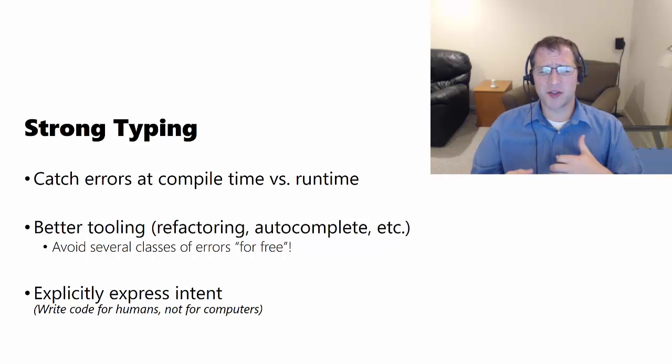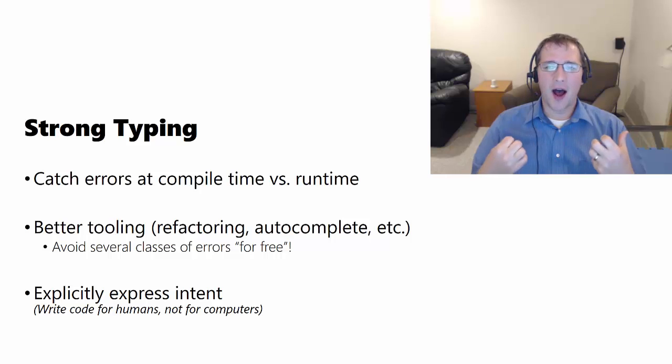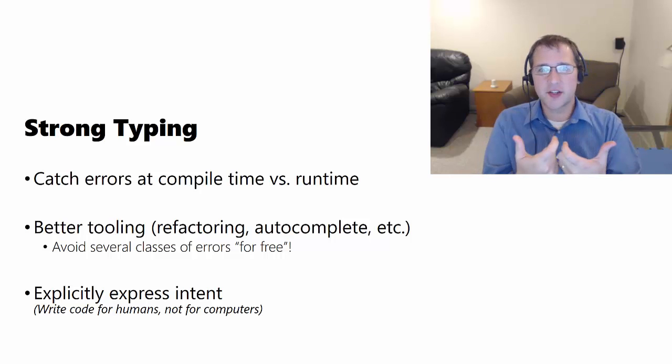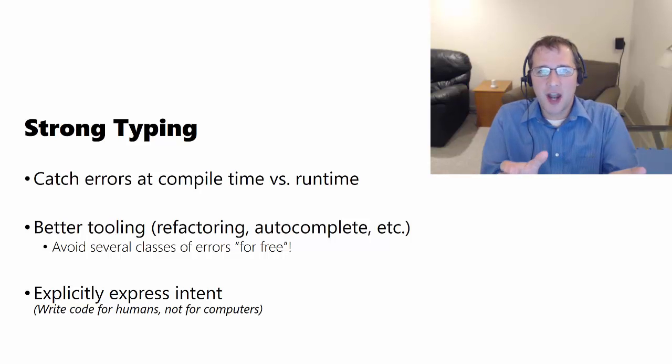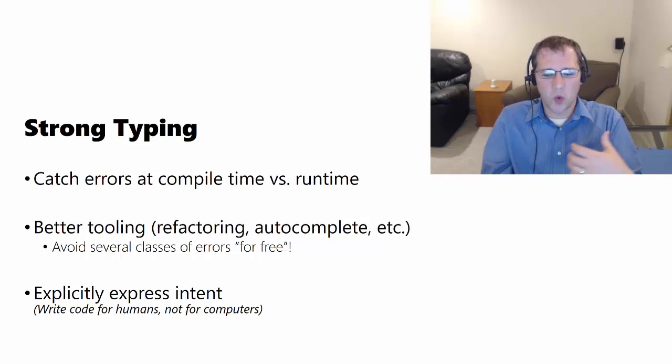Strong typing also allows you to explicitly express intent. So this allows you to write code for humans and not computers. It allows you to say, this variable is a string. There's no doubt about it. My intention is that this is a string. It always will be a string. Don't try and use it as anything else, right? And so the dynamic nature of JavaScript allows you to do lots of cool things, right?